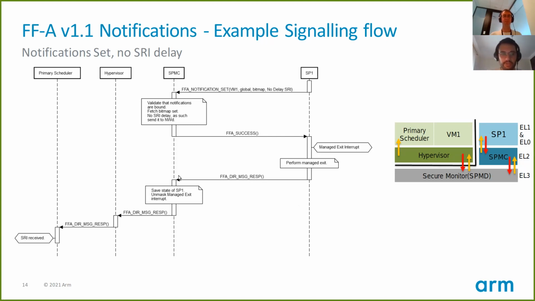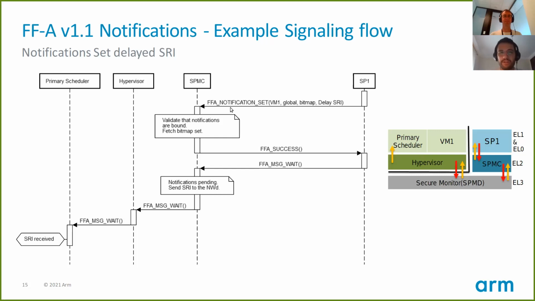The SPMC should detect that manage exit is ongoing and then save the status of SP1, unmask the manage exit interrupt, and forward the FFA direct message response back to the hypervisor, which will relay it to the primary scheduler of the system. At some point, the primary scheduler of the system should be preempted by the scheduled receiver interrupt.